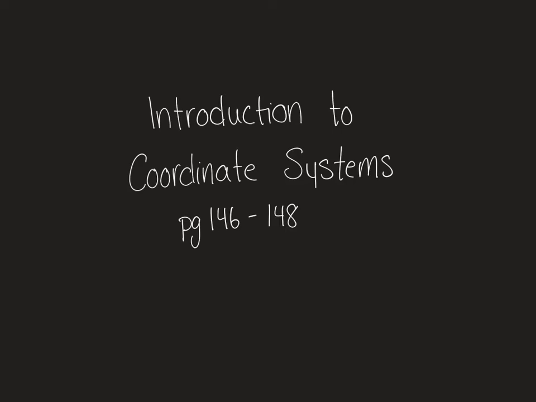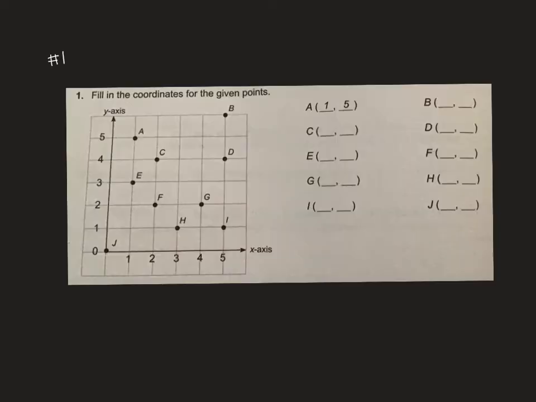Today we're starting a new unit on graphing and transformations and reflections and all those fun things. This lesson is an introduction to coordinate systems, and it will cover pages 146 and 148 in your Jump Math book. Question number 1 is going to ask you to fill in the coordinates for the given point. So we're just writing ordered pairs, which is something we reviewed in a previous unit.